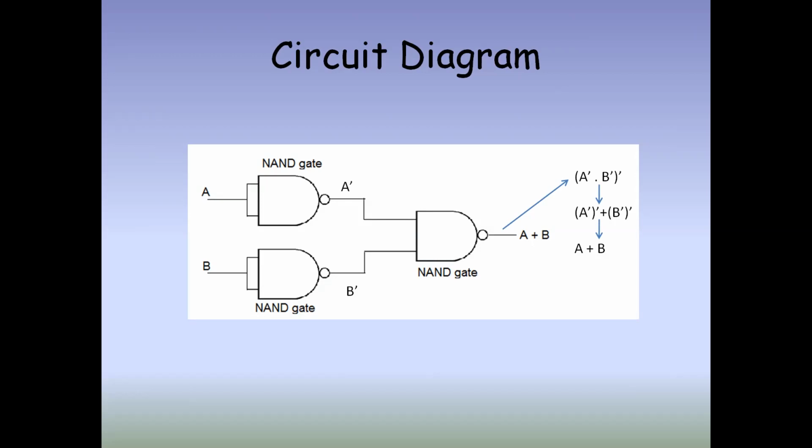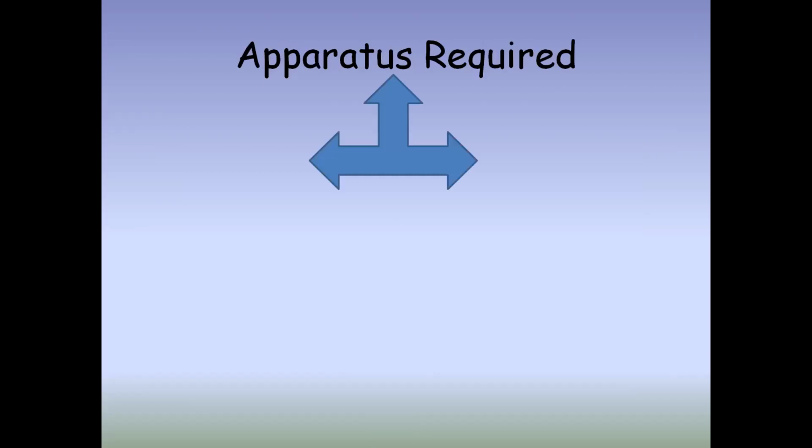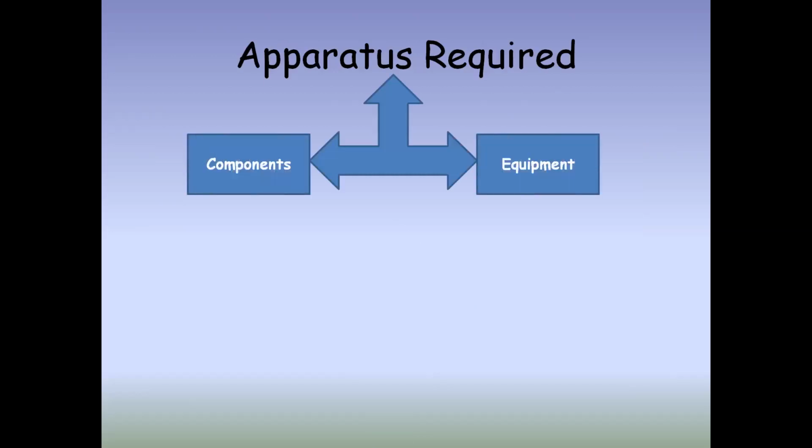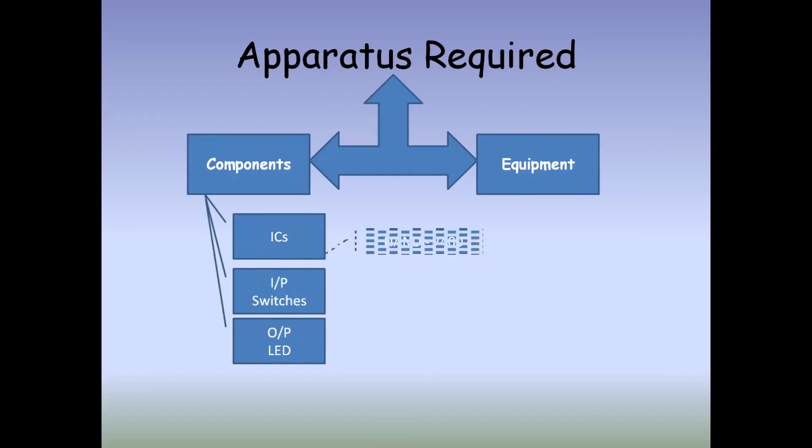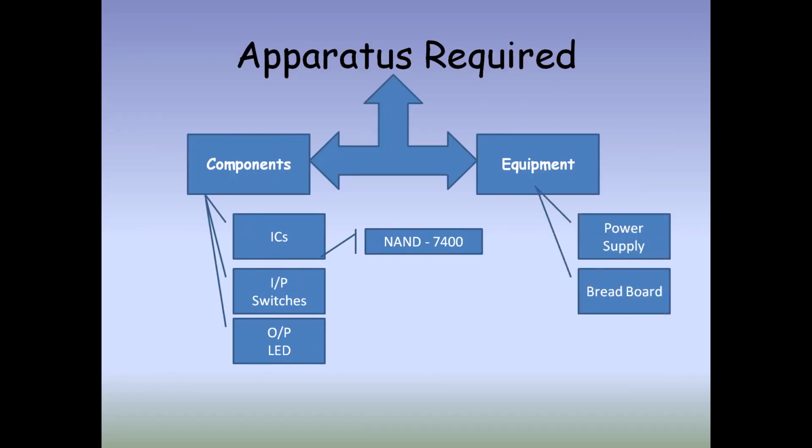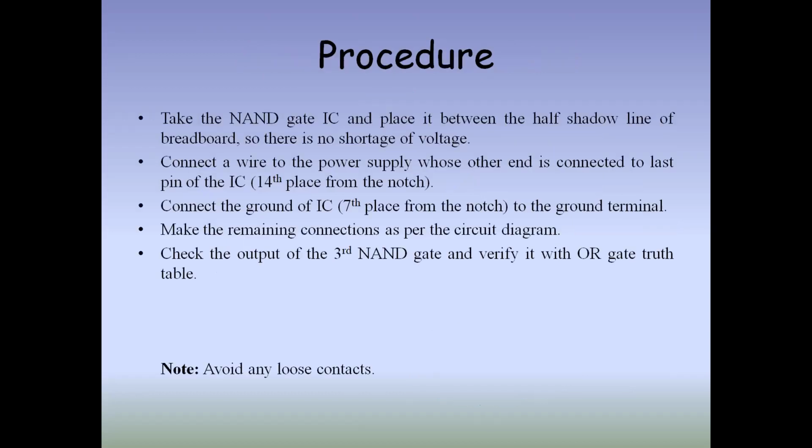The apparatus required to perform this experiment: you need a NAND gate IC, input switches and output LED, along with a power supply, breadboard, and connecting wires. The procedure to perform the experiment is given here. Follow the procedure and please avoid any loose contacts.